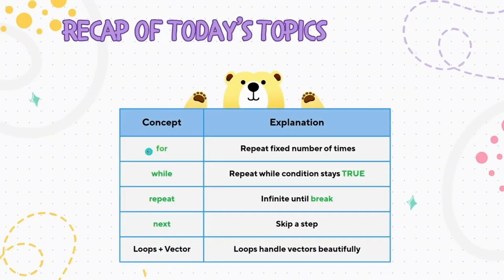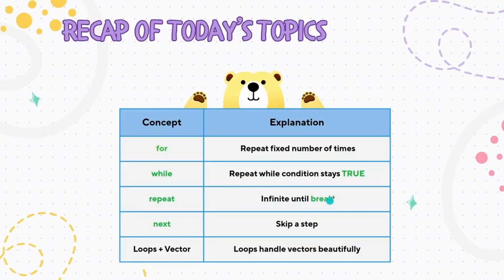We learned what for, while, and repeat loops are. The for loop loops through a fixed range of values or vectors, and it is repeated a fixed number of times. Whereas the while loop repeats while a condition stays true. And finally, the repeat loop runs infinitely until we use the break statement.